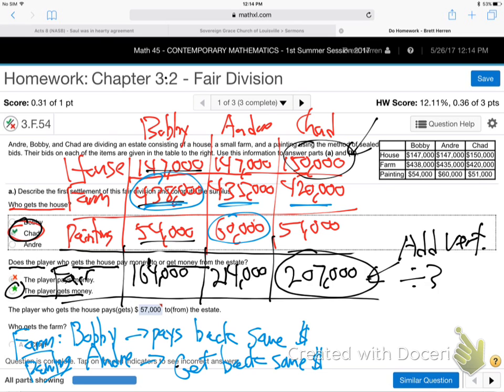So that's now this problem. We have like 2 more big rounds to go on this one problem. It happens in like 3 rounds. First round, you pass out the stuff. So we just gave Chad the house, Bobby the farm, and Andre the painting. Then we said, all right, Andre and Chad, we're going to pay you money back because you didn't get enough. You didn't get your fair share. And Bobby, you owe us a bunch of money back into the estate because you got way more than what you thought was fair. So you owe the estate money.